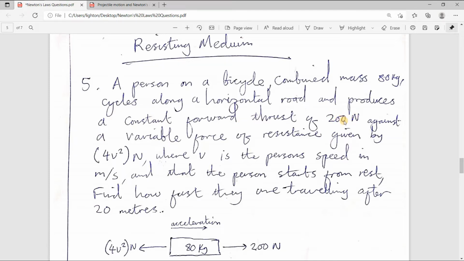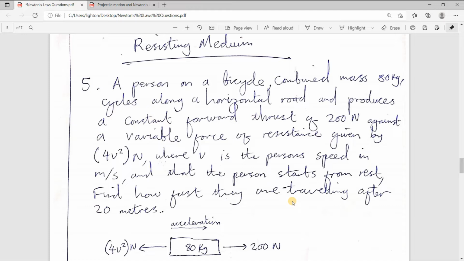So this is the forward force, the force which is making him go forward, 200 newtons, against a variable force of resistance. So there is also a force resisting this man on the bicycle, given by 4v squared newtons, where v is the person's speed in meters per second, and the person starts from rest. So we're saying that this person starts from rest.